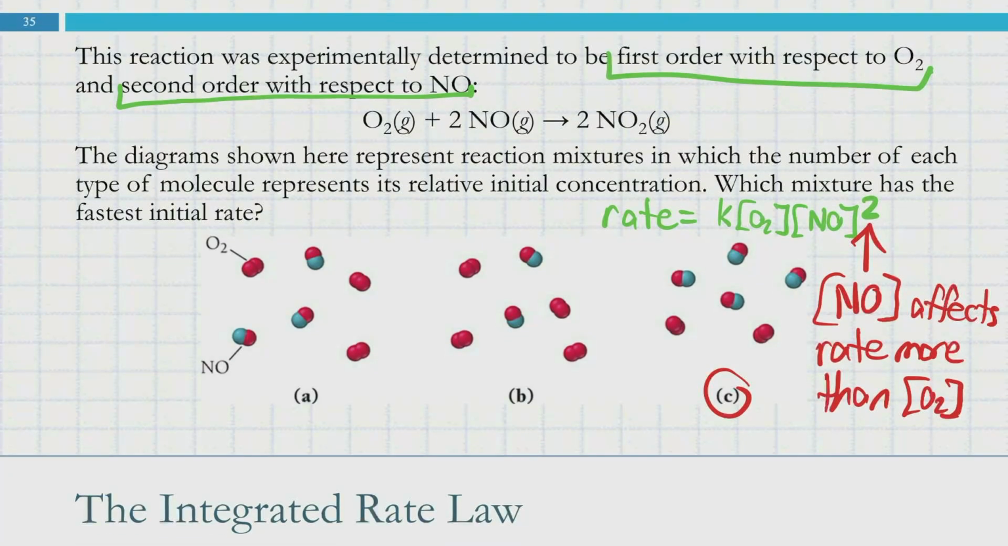Because it's second order, it affects the rate more? Yeah, because it's second order. If they were both first order, then you might want state A where they're even amounts. That might end up being the fastest.